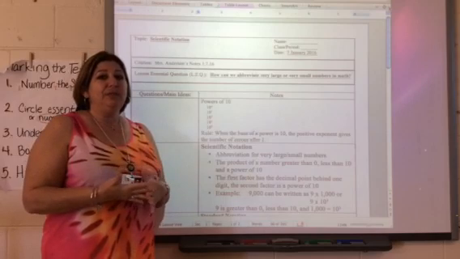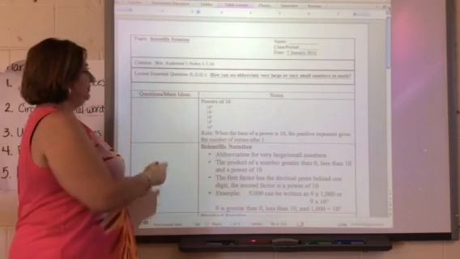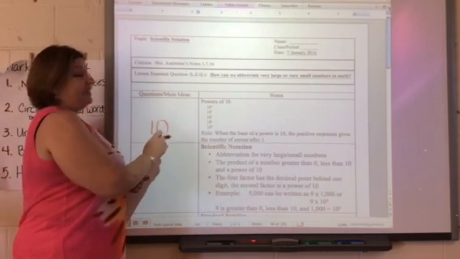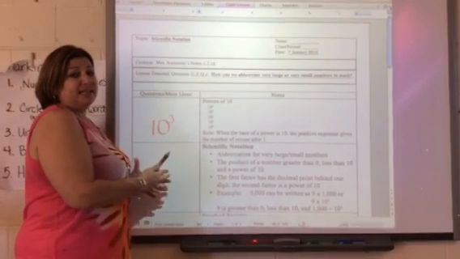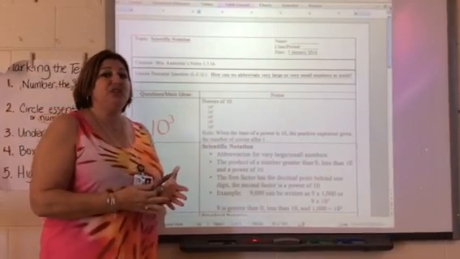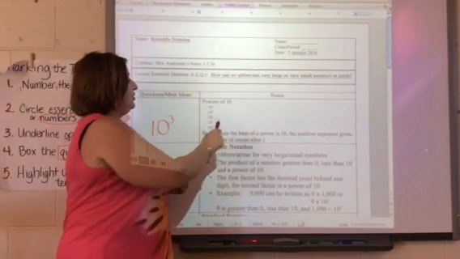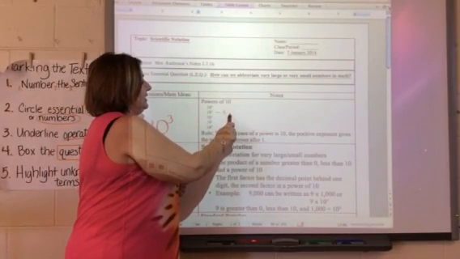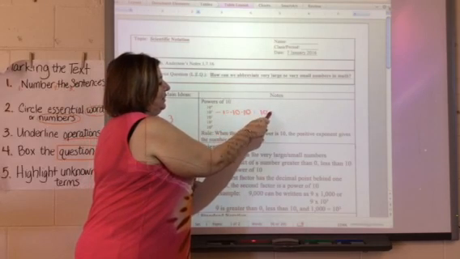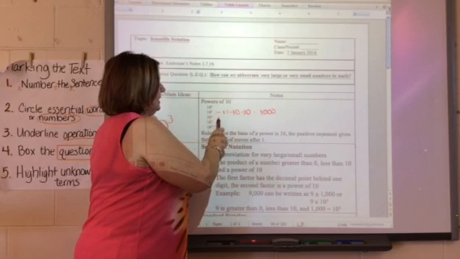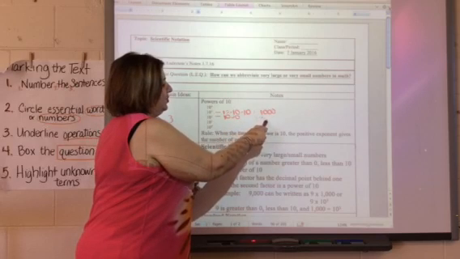We're going to review a little about powers. When we're dealing with powers, remember we have a base and we have an exponent. The base is the number we work with. The exponent tells me how many times I'm going to multiply that base times itself. So if I had 10 to the third power, I'm looking at 10 times 10 times 10, and I'm getting 1,000. If I had 10 to the second power, that's just 10 times 10, and that's 100.